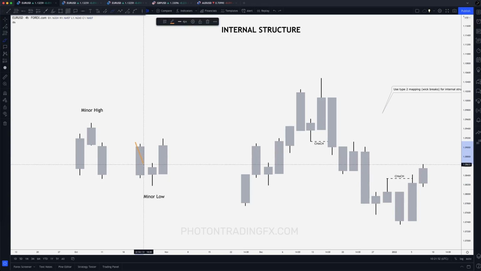You can see here price moves down, the next candle breaks the prior candle's low. You see how it wicks below? Okay, a wick is enough, right? It can be a candle closure or a wick. All I care about is wicks, okay?